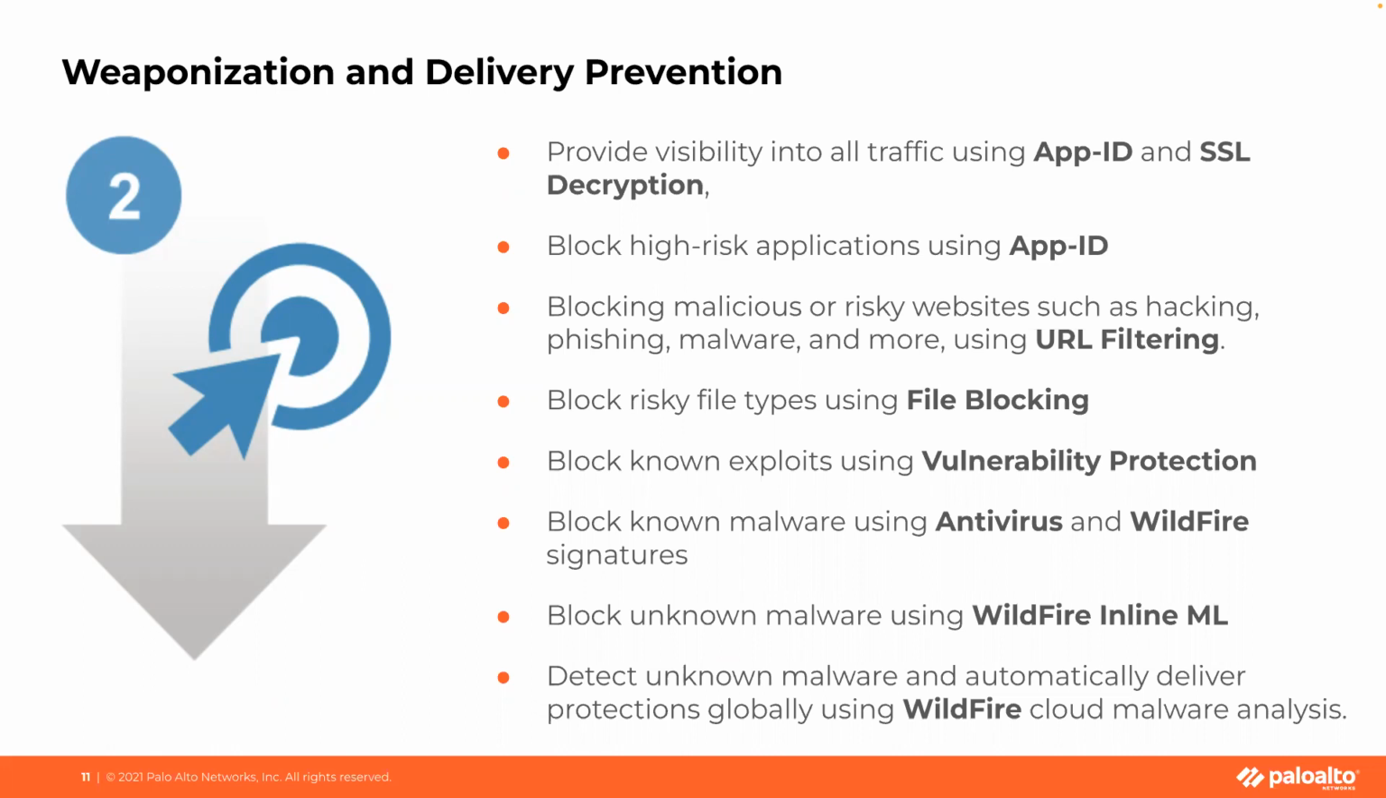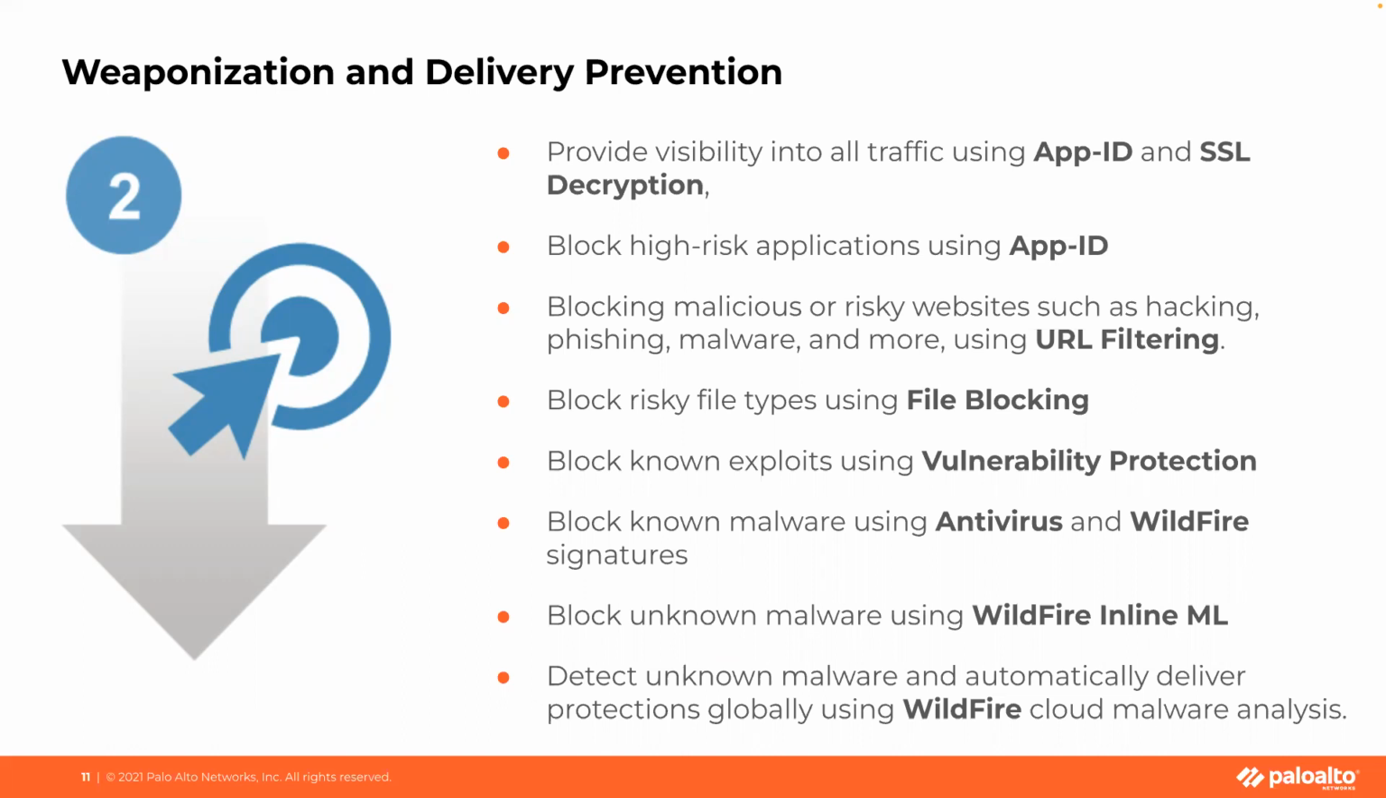When it comes to file-based malware, we can block it using antivirus and WildFire signatures. So if we decided to allow executables using file blocking, and if the executable comes from a trusted website, we can still apply antivirus and WildFire signatures and detect bad files inside of otherwise trusted connections.